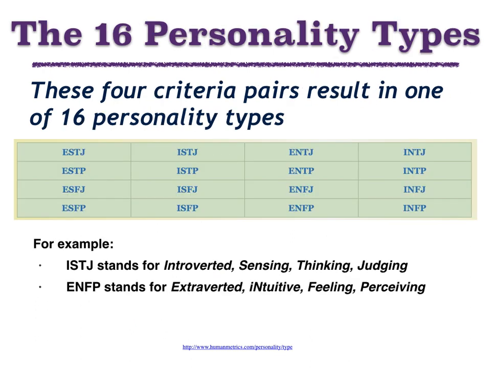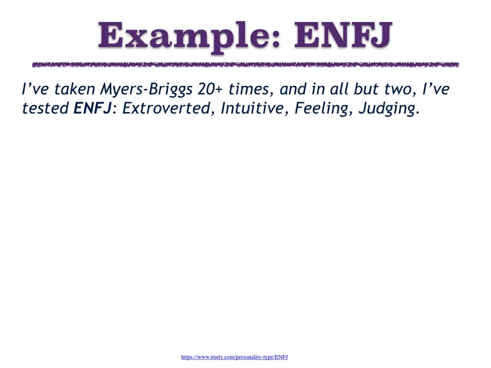So the 4 criteria pairs result in one of these. If you're an ISTJ, it means that you're introverted, sensing, thinking, and judging, where ENFP would be for extroverted, intuitive, feeling, and perceiving. And again, these are broad categories. Now, over the course of my life, I've actually taken this a number of times, at least 20 times, and almost every single time I've tested as an ENFJ, extroverted, intuitive, feeling, and judging.